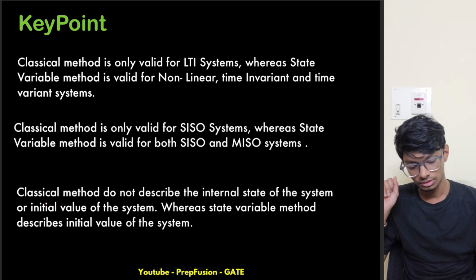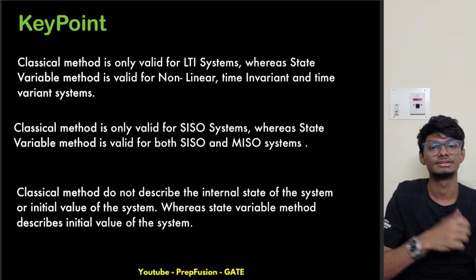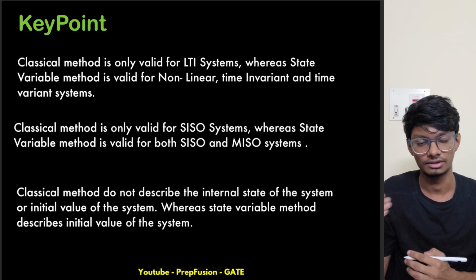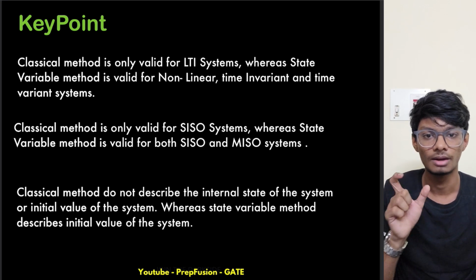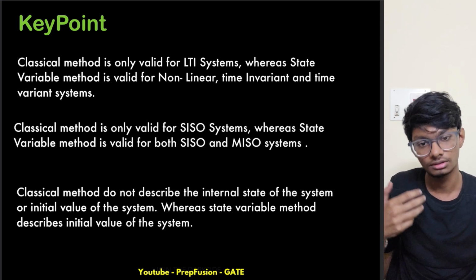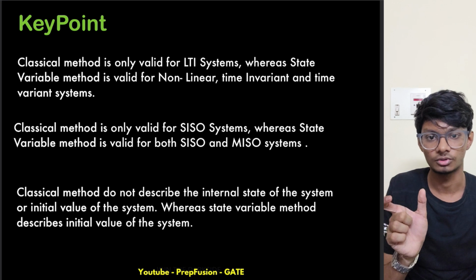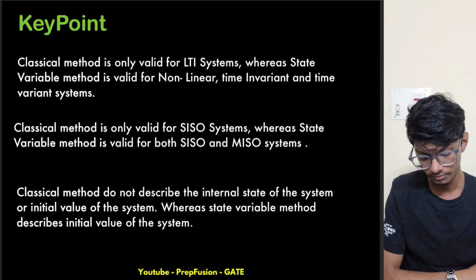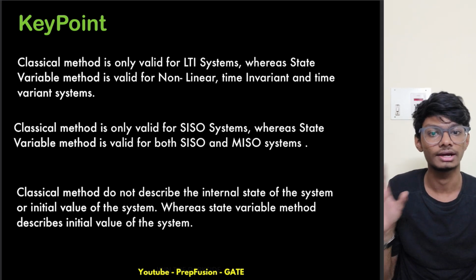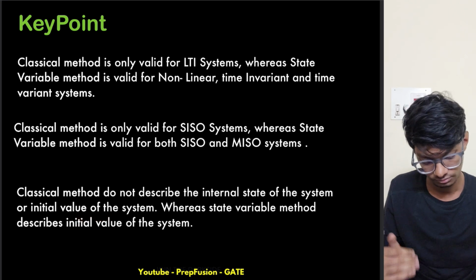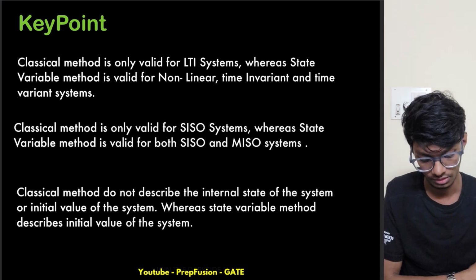Also, the classical method does not describe the internal state of the system or the initial value of the system. This is understandable, because the classical method uses the transfer function, where we make the initial conditions 0. So we can't find the zero input response, or do the analysis if the system has some initial value. For the classical method, whereas the state variable method describes the initial value of the system.